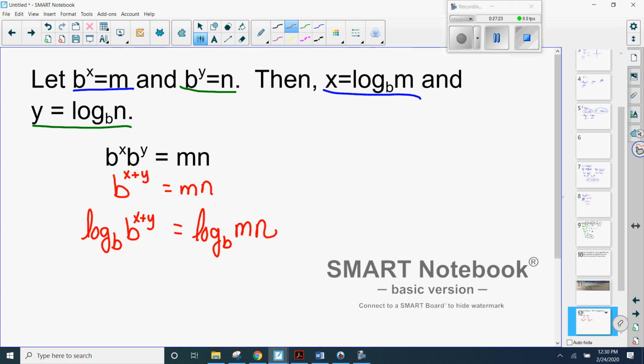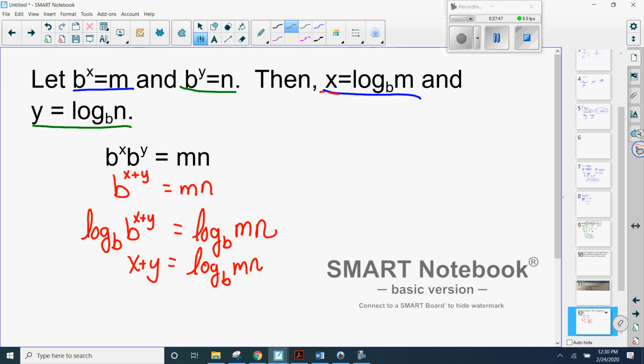Well, what is the answer to this side right here? B to what power equals b to the x plus y? This is just x plus y. Great. All right, now if I look at x, what is x the same thing as?